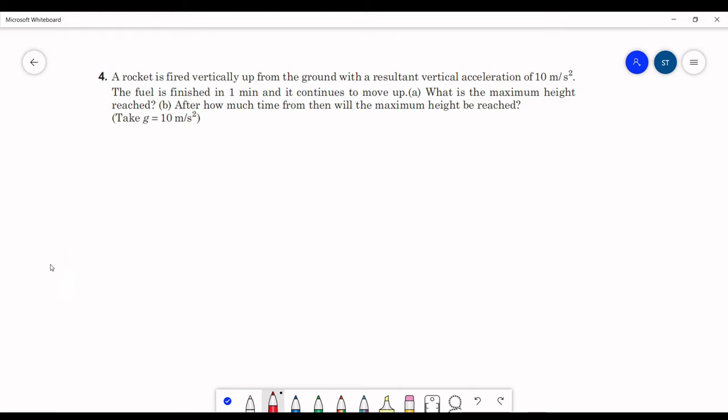So let us take this as the ground level. From here we have fired a rocket. It went up with a vertical acceleration of 10 meters per second square till 1 minute. 1 minute we can take as 60 seconds. So this is t equals 60 seconds.